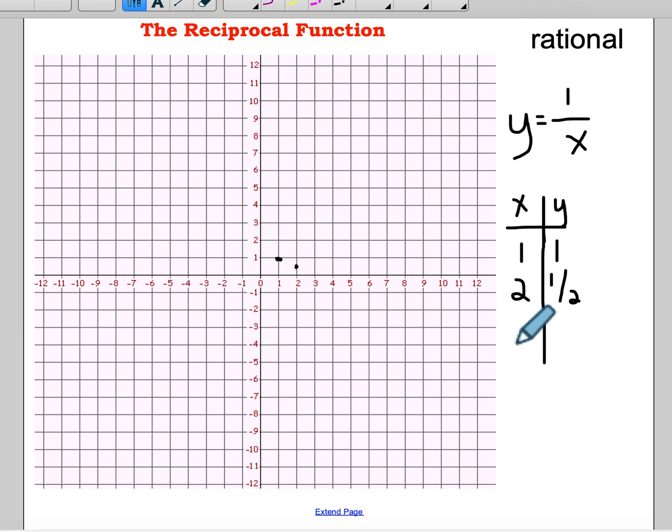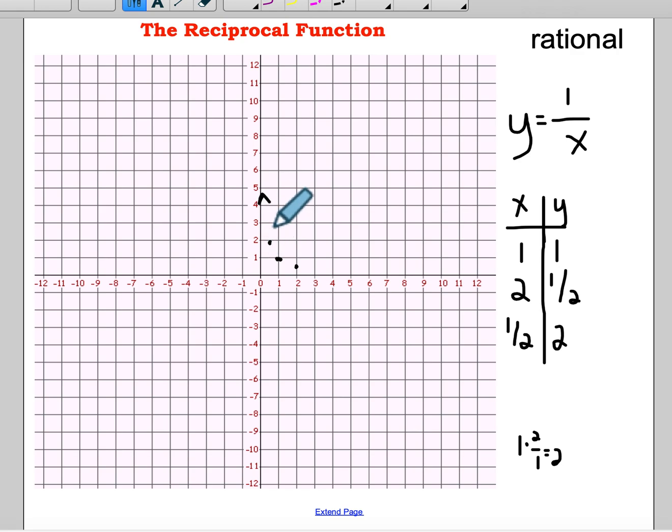What I'm going to do now is plug in 1 half for x, right? And what this is going to do is give me a different part of the graph. So 1 divided by 1 half is the same thing as 1 times... Dividing by a fraction is the same thing as multiplying by the reciprocal. So instead of dividing by 1 half, it's actually multiplying by 2 over 1. And that's going to give me 2, right? So if I plugged in 1 half for x, the whole thing is going to equal 2. So 1 half comma 2. And then I could plug in 1/3 and get 3, 1/4 and get 4, and all these things.